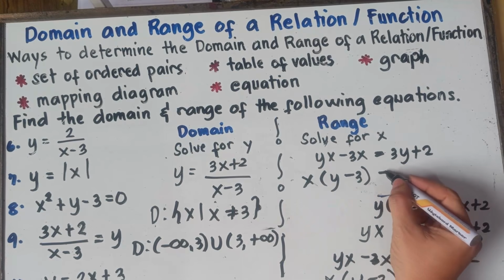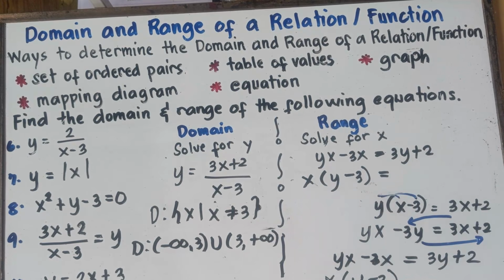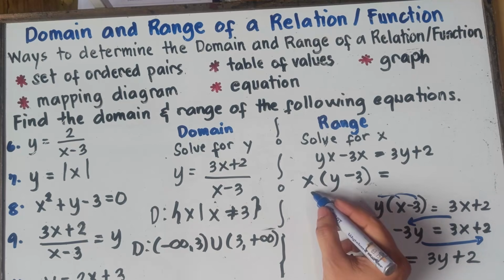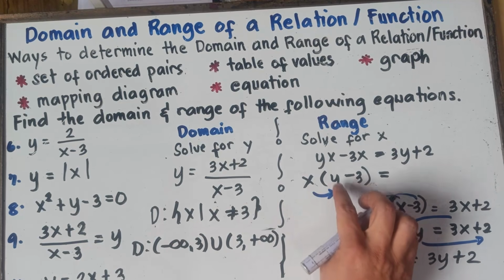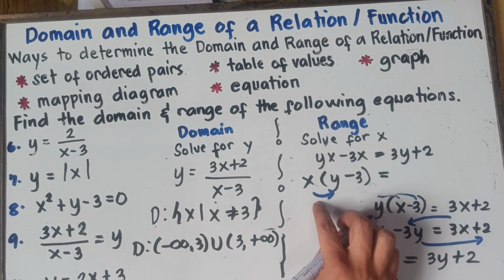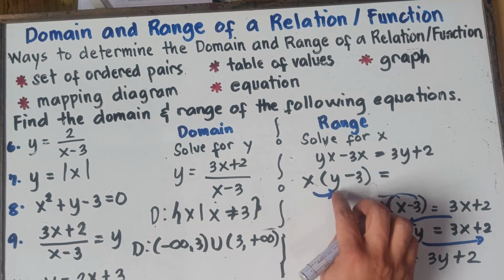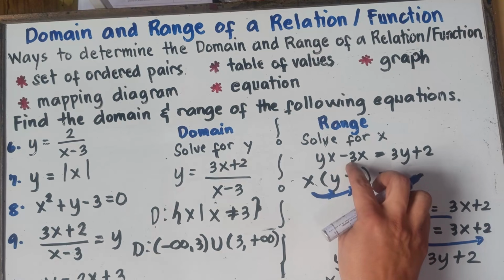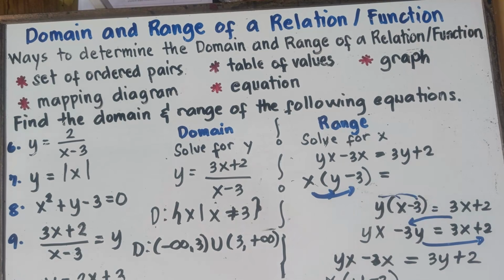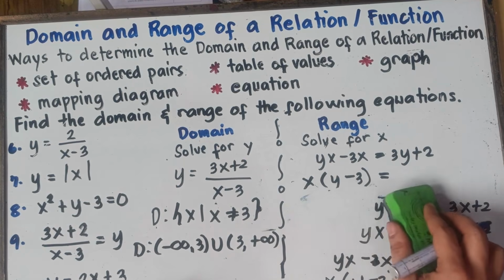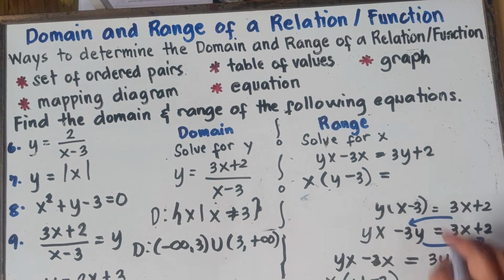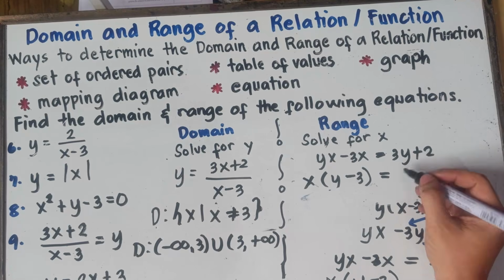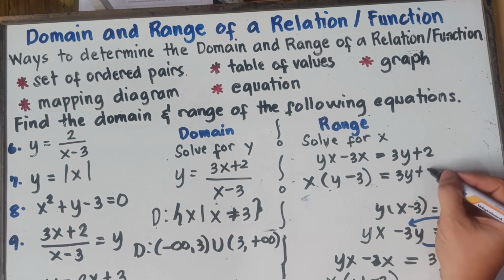You always check, class, if you factored it out correctly by simply applying the distributive property. You multiply this one, x times y, that would be xy, or yx, that's just the same. And then x times negative 3, that would be negative 3x. Therefore, we factored it out correctly. And then copy this one, 3y plus 2.